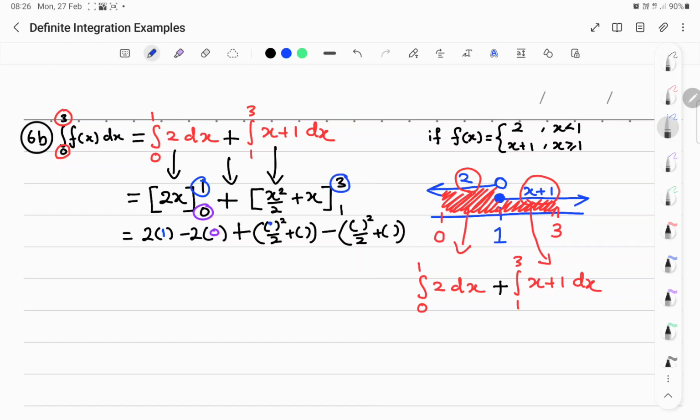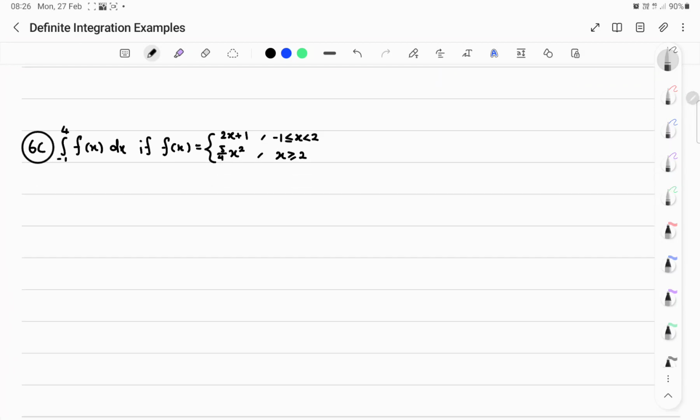Okay, now what to replace? Upper limit 3 in the first brackets and lower limit in the second brackets. Okay, then the rest I leave you all with your calculator. So this is how to do the second question. Okay, let's go to the third one.